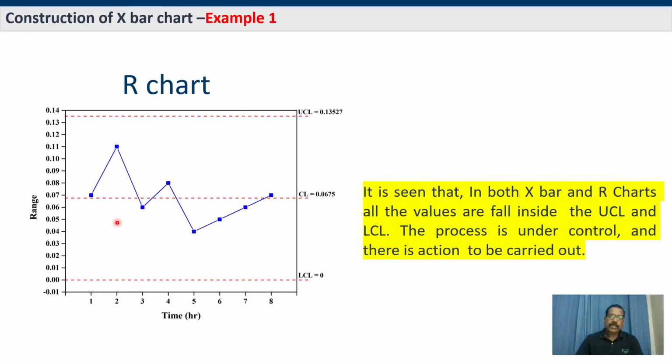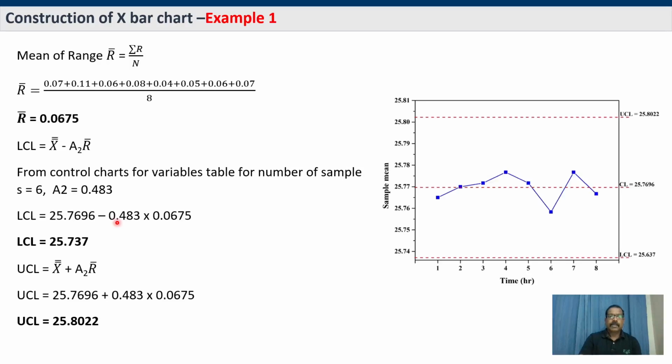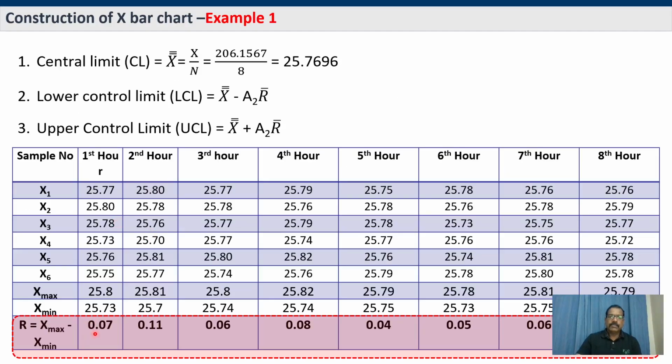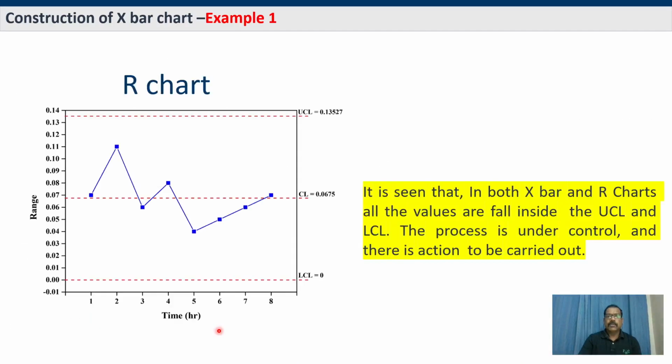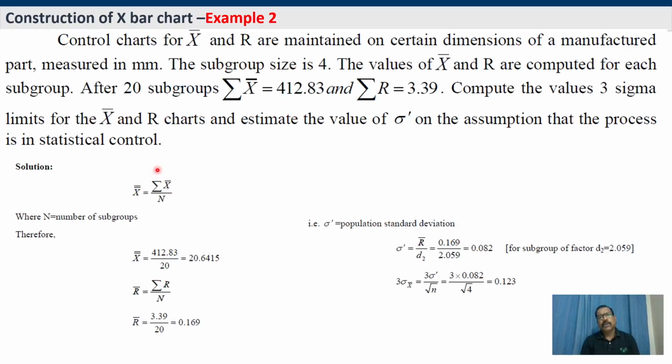So for range also, from the table, these values 0.07, 0.11 like that. These points you can plot over here, and all the points are within the limit, so we can accept this process and it is under control. Followed by this, the video will be discussing example number 2 and 3.